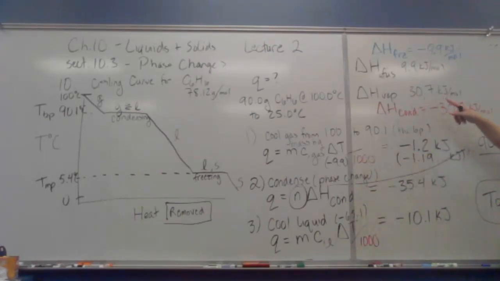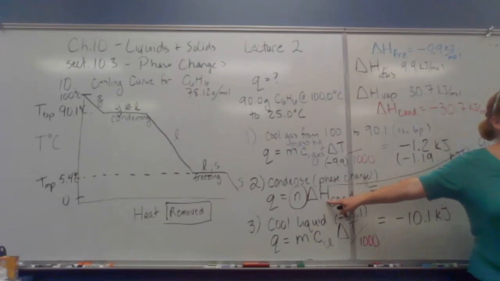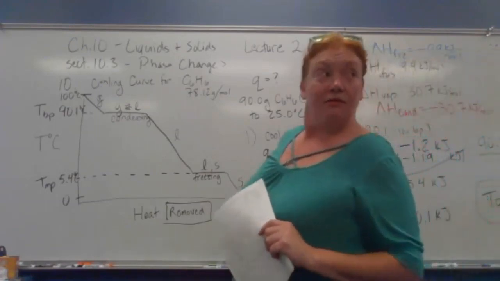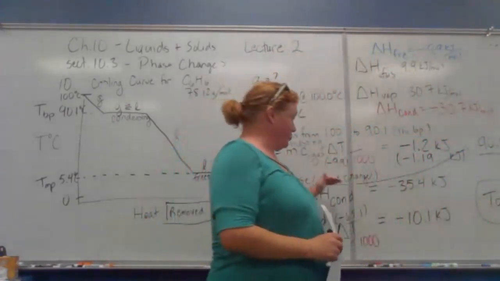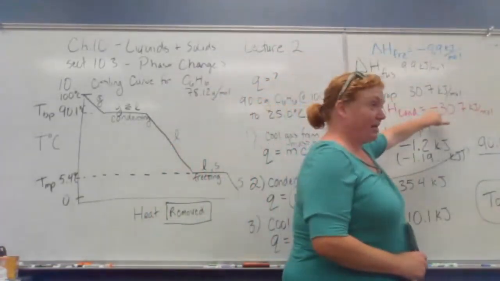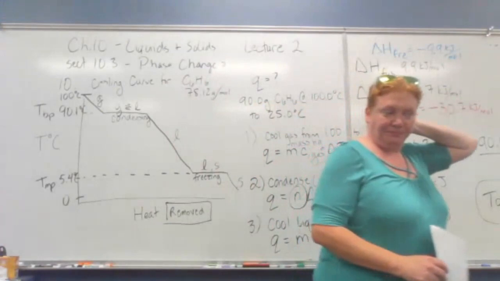Where'd you get that number? You're trying to do delta T, but this is delta H, not delta T. Where do you get delta H from? But remember, Hunter, because it's condensation, you have to take the vaporization value and use the negative of it.